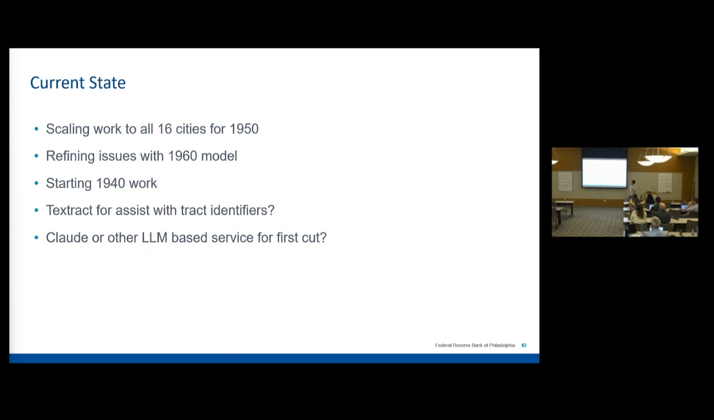And where are we? So I'm scaling up this to finish 1950. And I'm refining issues with the 60 and 40 models. And then I'm interested also in seeing if I can get a little bit better with the tract identifier, stop the cheating there, and also, inspired by Vitali's work, where can I use Claude or maybe other LLM-based services for a first cut, probably mostly to help with the tract identifier, since all the other stuff is working pretty well.